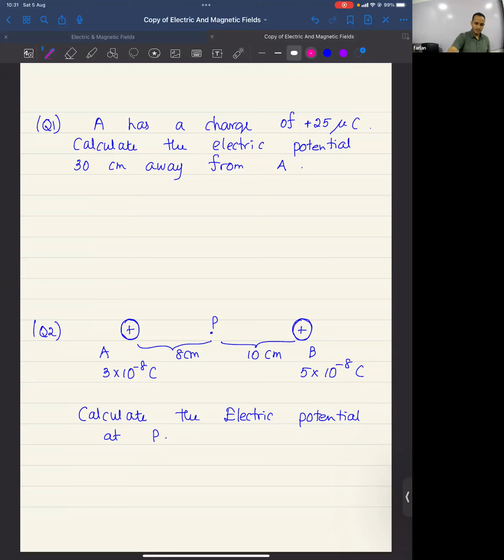A has a charge of 25 microcoulombs. Calculate the electric potential 30 centimeters away from it.